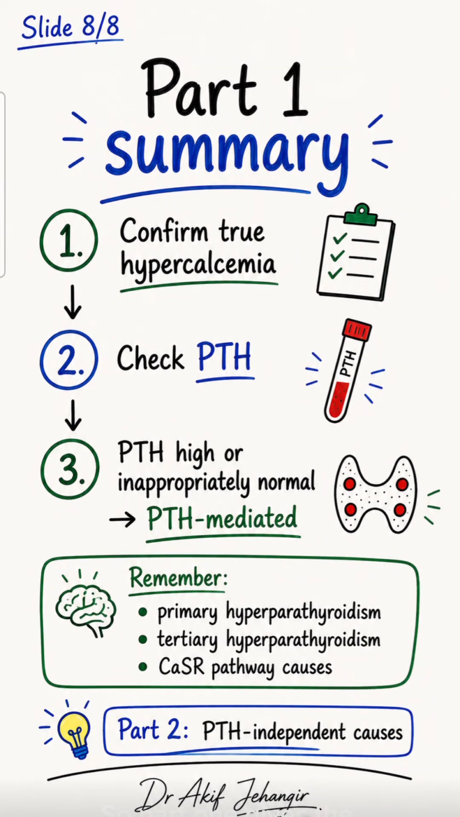So Part 1 gives the framework. Confirm true hypercalcemia, check PTH, and if PTH is high or inappropriately normal, think PTH-mediated disease. The key causes are primary hyperparathyroidism, tertiary hyperparathyroidism, and CASR pathway causes. Once you understand this split, the table becomes much easier to learn.